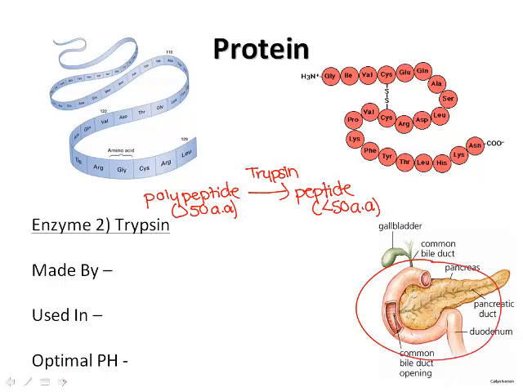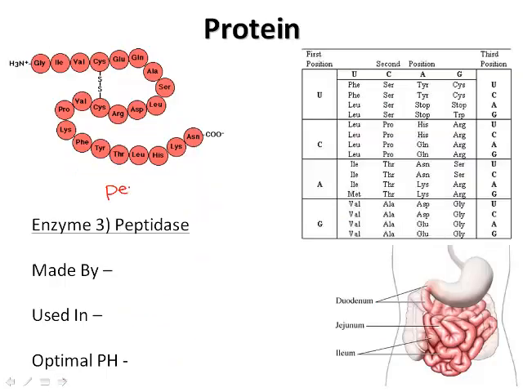Trypsin, our enzyme, is made by the pancreas, and it is used in the small intestine. Optimal pH for the enzyme to work is 7 to 8. So now we have our polypeptide broken down into peptide, so we can go even further and break it into our amino acids. So here's our peptide chain. We're now going to use our third enzyme in order to break down our peptide into our amino acids.